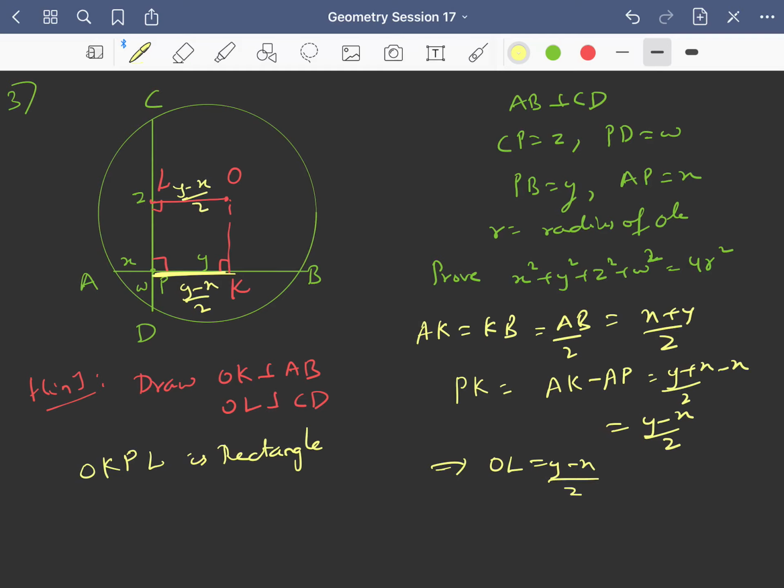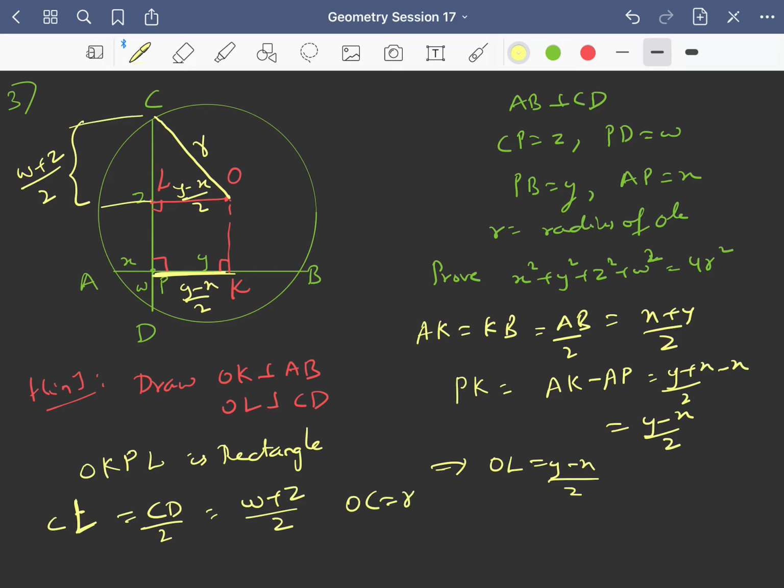Right? And CL is also half of the entire length CD. Sorry, it is CL. CL is CD over 2, which is nothing but (W plus Z) over 2. Okay. So this length is (W plus Z) over 2. And let us join OC, and OC is equal to R. Now just use the Pythagoras theorem.